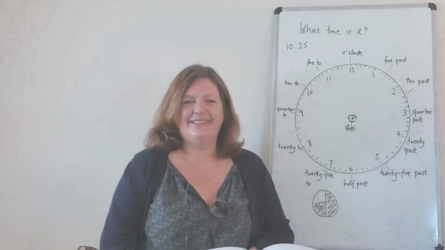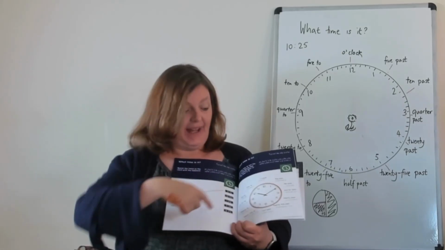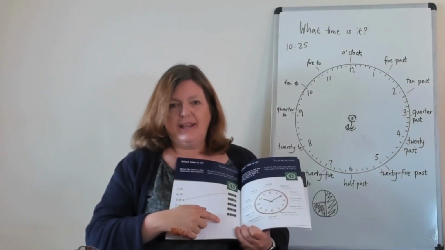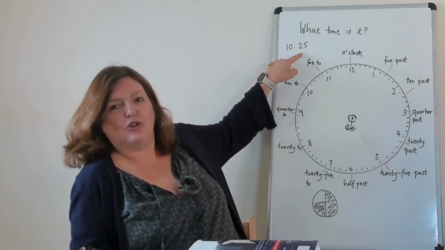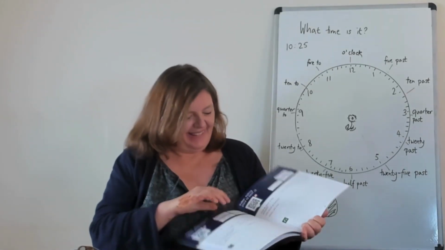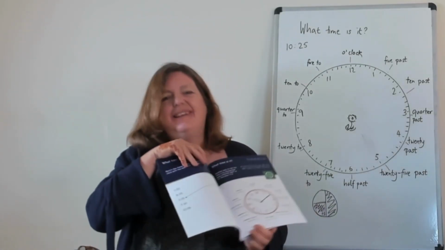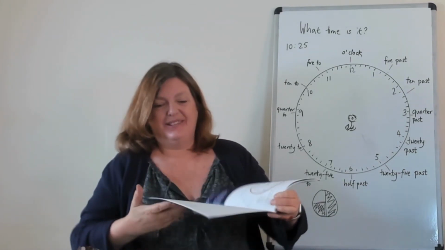What time is it? There are two ways to tell the time, the digital clock and the traditional clock. The digital clock is much easier. So, for example, 10:25. The bad news is that in the UK, lots of people use this traditional clock to tell the time.